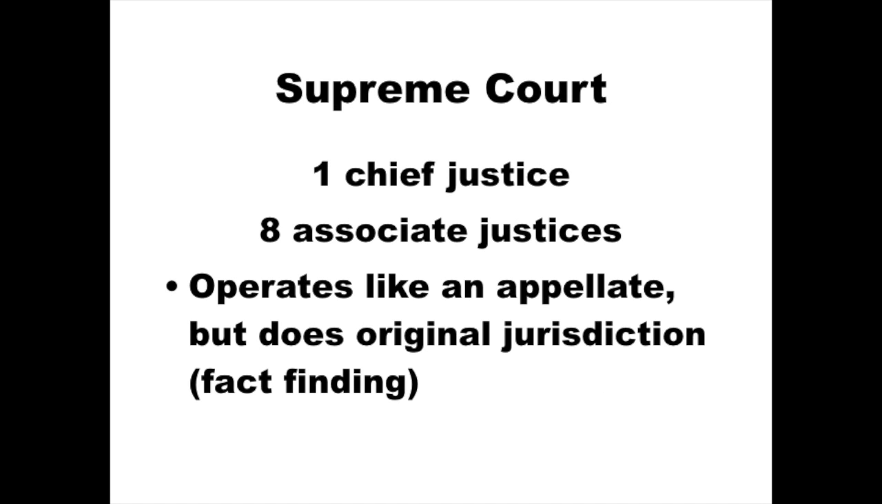So we can't talk about sources of law without giving a little bit more detail on the Supreme Court. So there's 9 justices. One of those justices is the Chief Justice, and it operates like an appellate court, which means there's no jury. It's just the justices, but they are doing some fact-finding. So they're getting more information as they look at these cases.